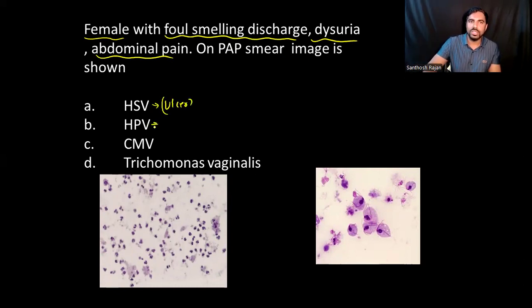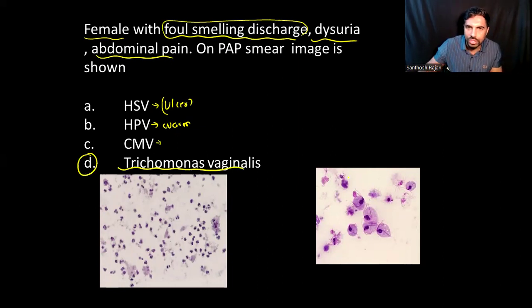Papilloma causes warts, again no discharge. CMV also causes some rare ulcers, but no discharge. So when you talk about foul-smelling discharge, the only possibility here is Trichomonas vaginalis. We always know Trichomonas is single, so there's only a single nucleus, a round shape, and flagella are there. Five flagella should be there, anterior four and posterior one. If that was the clue, you should choose Trichomonas vaginalis only.